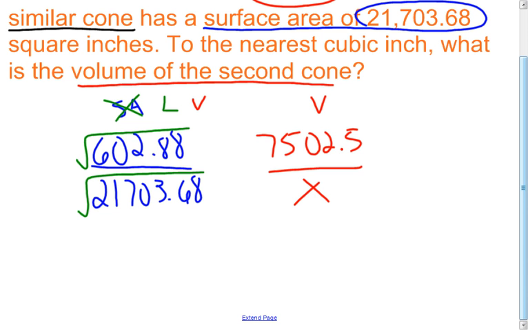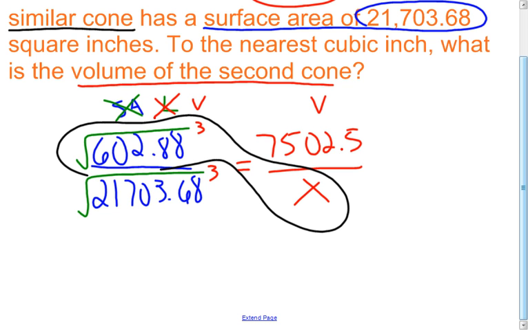Now I think, well, if I took the length ratio and I were to cube it, then it would be a volume ratio. And that's what I just did. I cubed it. So therefore, I no longer have a length ratio. Now it's a volume ratio. Volume ratio on the left, volume ratio on the right. Those two things are going to be equal. And now I have a proportion that I'm going to be able to solve. So the first thing that I'm going to do is cross multiply. Now when I do that, I'm going to take the 602.88.